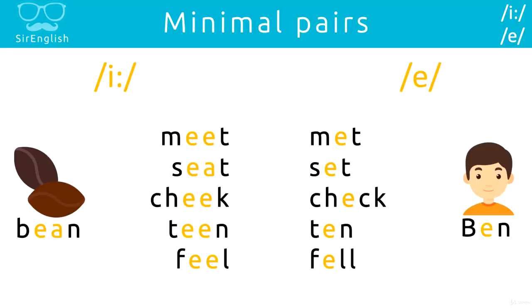Now, this is an important part of these lectures, the minimal pairs. Let's move on to the minimal pairs for E and E. This will really start to help you distinguish the difference between the two sounds. So we have E on the left and E on the right. Listen to each pair and repeat them after me.